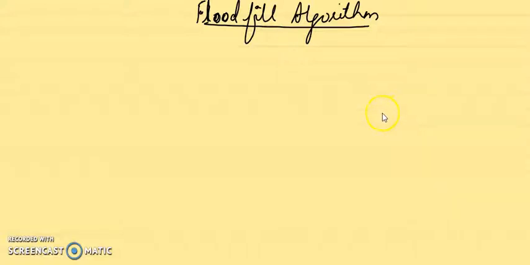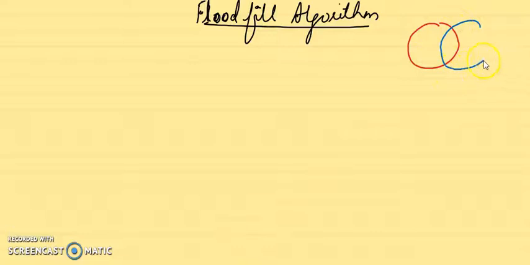Okay, so we are starting with flood fill algorithm. In our previous session, we have seen boundary fill algorithm and the disadvantage of boundary fill algorithm. I'll quickly refer to the disadvantage of boundary fill algorithm. If this is the object given to you and you are supposed to fill up the color here, right?